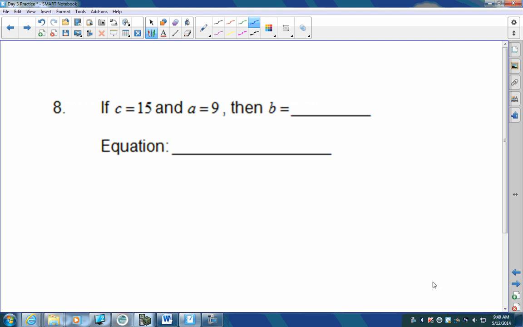Now, if you look at number 8, they just give you the letters. They don't give you the picture. I mean, you can make the picture and draw it in. But if you remember, a squared plus b squared equals c squared. So as I start here, I've got a is 9. So my equation, 9 squared plus b squared. I don't know what b squared is. So I just have b squared equals c squared. C is 15.